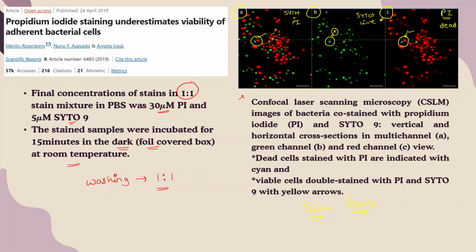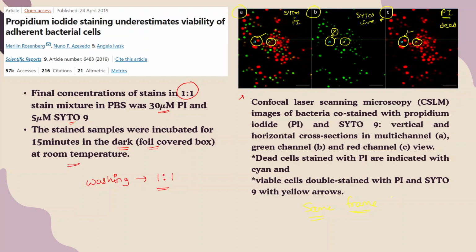Similarly, live cells are indicated by the yellow arrow. You can see a green cell appears in this A section. Then in the B section you can see the similar green cell at this position stained green, whereas in this case you can see that the cell is lacking. So this is what we actually observe for the live dead staining.